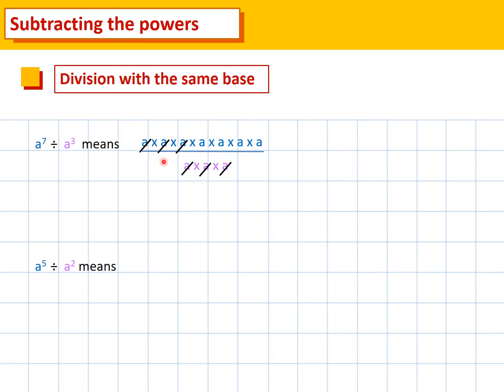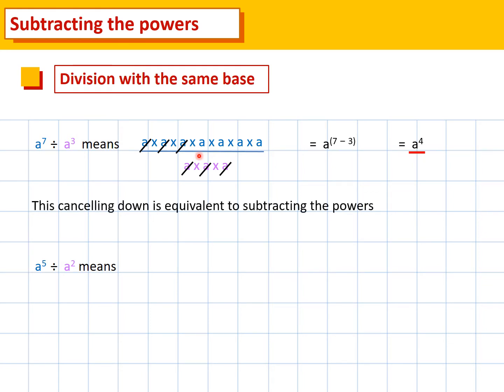And the cancelling down of the a's is equivalent to subtracting the powers, because if we subtract the powers, we're left with a to the power of 4, which is what we had in our fraction. So remember, the cancelling down is equivalent to subtracting the powers. Therefore, a to the power of 5 divided by a squared, we can again cancel down, and cancelling down is equivalent to subtracting the powers, and we're left with a cubed as our answer.